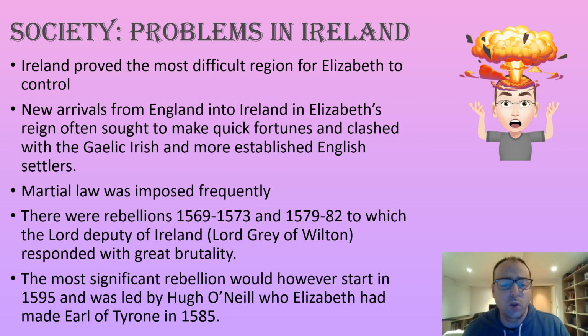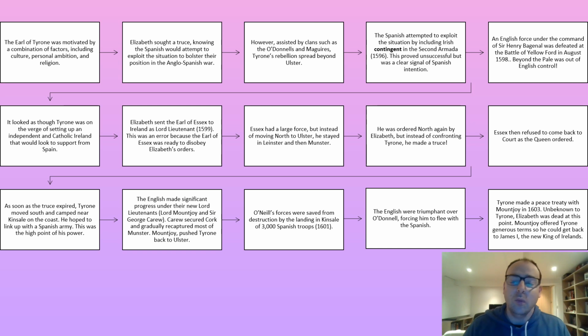And the most significant rebellion against Elizabeth in Ireland was led by Hugh O'Neill, whom Elizabeth had made the Earl of Tyrone in 1585. He rebels ten years later, in 1595, in what is known as the Tyrone Rebellion. And the Earl of Tyrone was motivated by a combination of different factors: culture, personal ambition, religion. And really, we can see him seeing the opportunity in England's ongoing war with Spain.